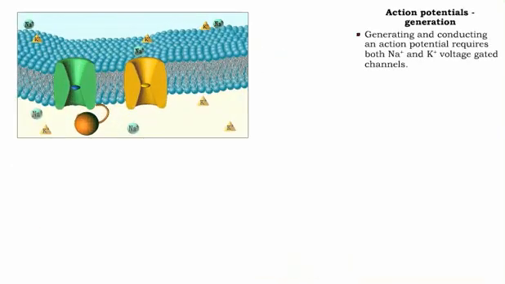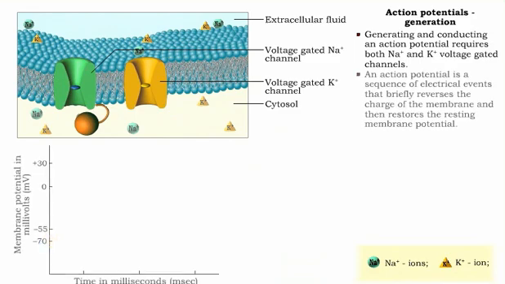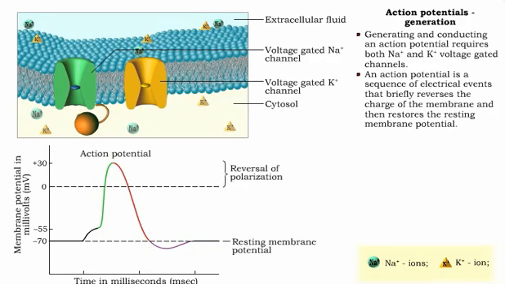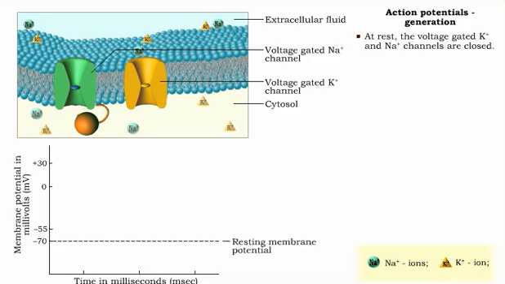Generating and conducting an action potential requires both sodium and potassium voltage-gated channels. Through a sequence of electrical events, an action potential momentarily reverses the charge of the membrane and then restores the resting membrane potential. Before the action potential is generated, the membrane voltage is at the resting membrane potential.